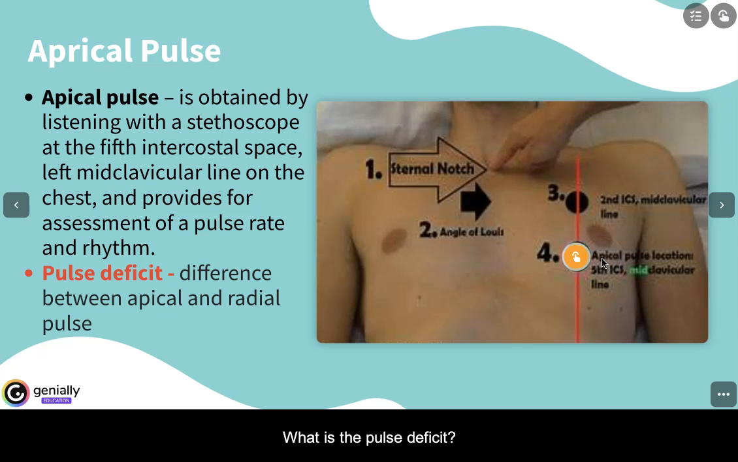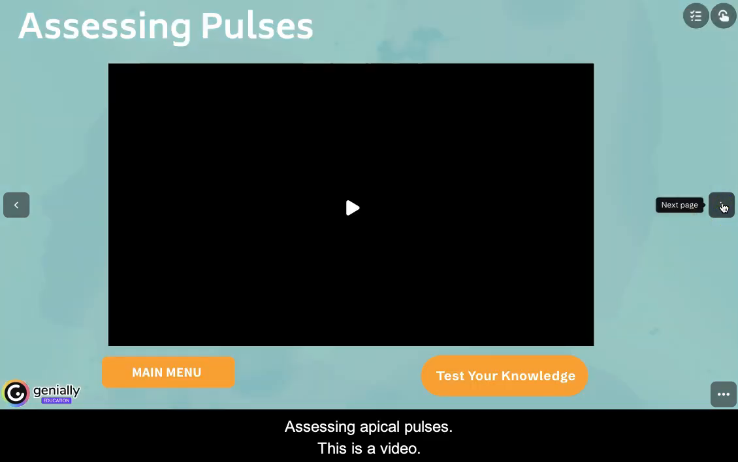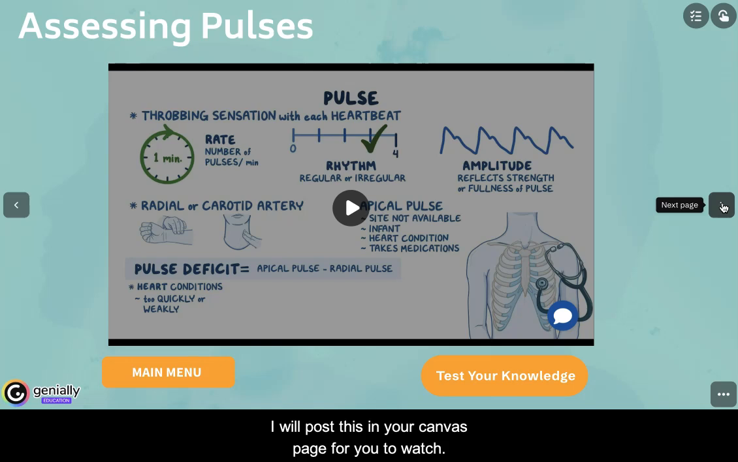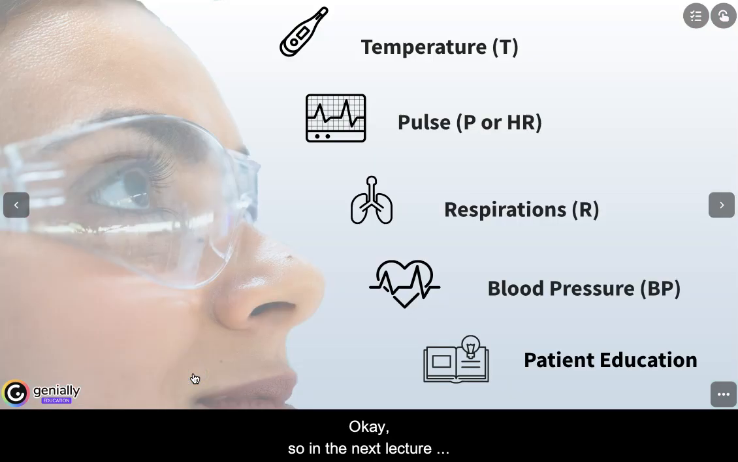What is the pulse deficit? It's the difference between the apical and the radial pulse. So if you check the apical pulse, you count how many beats there are, and then you check the radial pulse. The difference between the two is called a pulse deficit. Assessing apical pulses. This is a video. I will post this in your Canvas page for you to watch. Okay, so in the next lecture presentation, I will cover respirations and blood pressure, and then we'll talk about patient education.